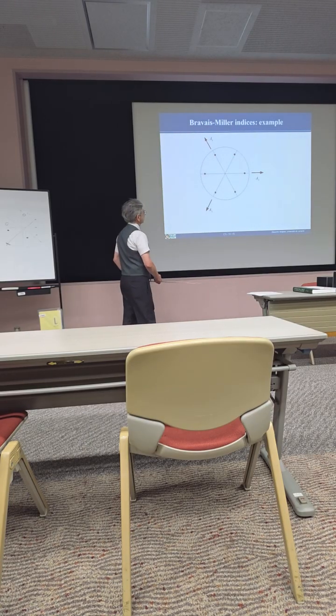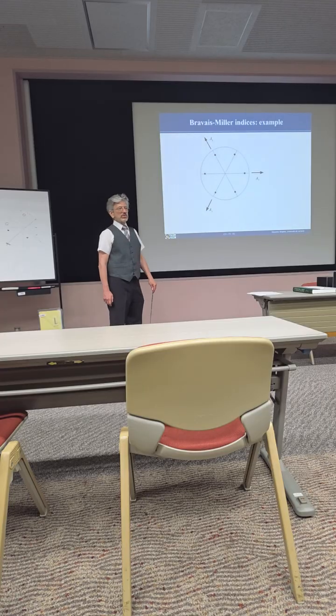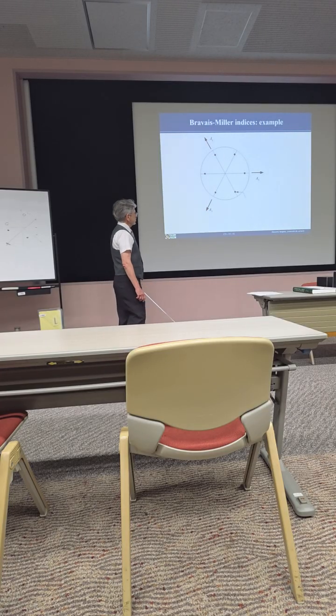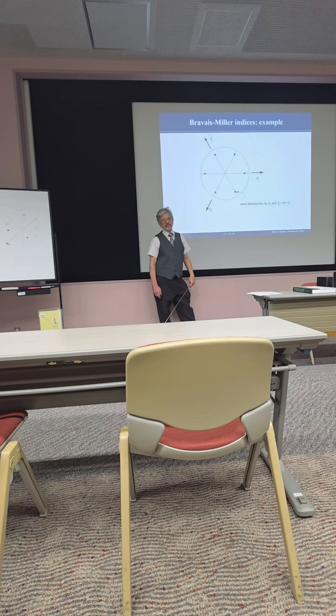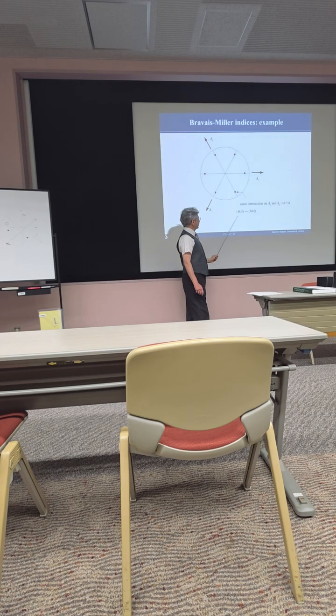Another case. Let's look at this on another zone. What happens? This has the same intercept on A1 and A2. The pole is on the bisector, so the intercept on A1 and A2 is the same, which means that H equals K, or K equals H. So I move from HKIL to HHIL.